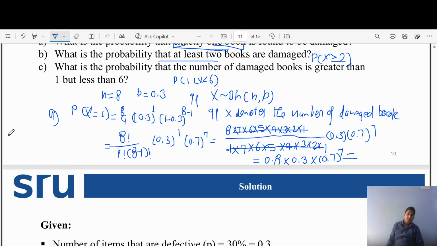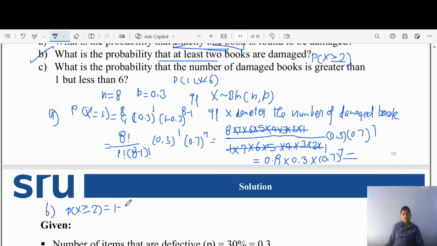B part says that at least 2 books. So at least 2 means P(x) is greater than or equal to 2. So at least 2 means 2 or more than 2. So it goes 2, 3, 4, 5, 6, 7, 8 up to infinity.